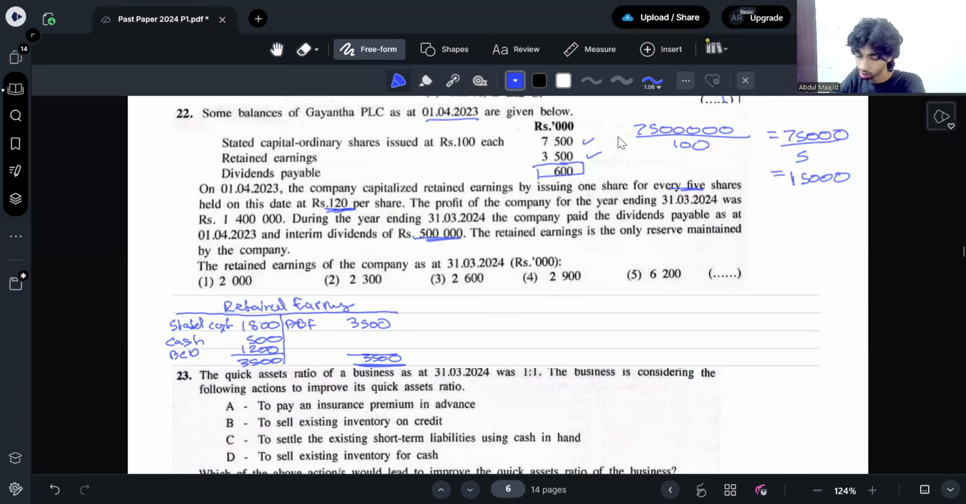Wait, I haven't added the profit, right? The profit of the company for the year was 1,400. So you have to credit the profit 1,400. Okay, I'll explain that. So 3,500 plus 1,400, 4,900. 4,900 minus 1,800 minus 500, 2,600. Answer number 3.